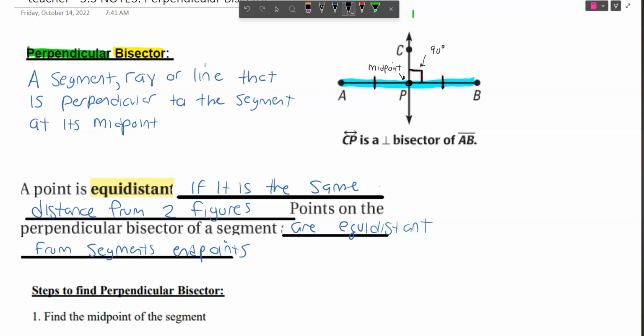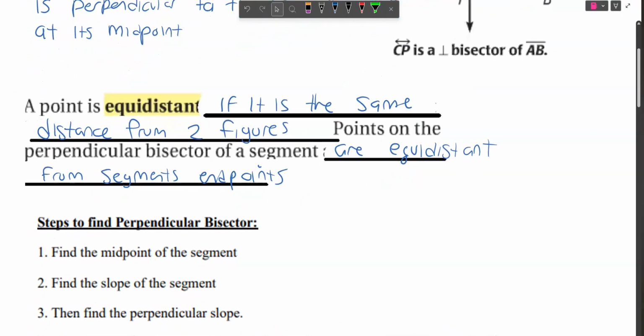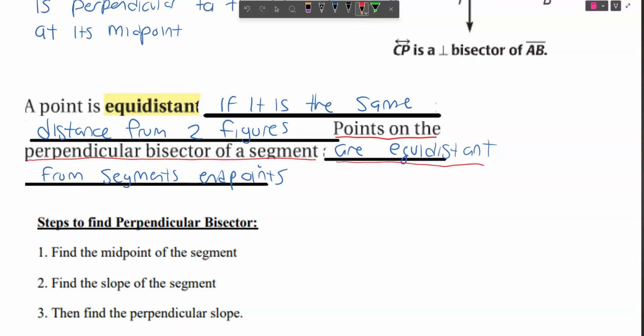Now, one of the reasons this is an important construction that we're going to be talking about in this course is the fact that I have what's down here. It says a point is equidistant if it is the same distance from two figures. So equidistant quite literally means equal distance, hence the term equidistant. Now, what I really want to emphasize here is this second sentence. Points on the perpendicular bisector of a segment are always going to be equidistant from the segment endpoints.